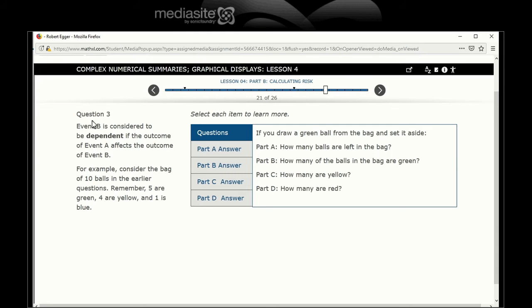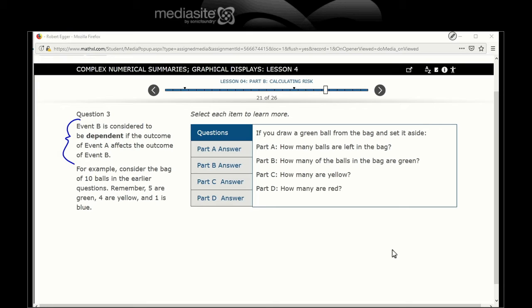Okay, question 3. Event B is considered to be dependent if the outcome of event A affects the outcome of event B. For example, consider the bag of 10 balls in the earlier question. Remember, 5 are green, 4 yellow, and 1 is red. Now, what it's saying here is we have 2 events going on. Does having done event A affect event B, or does event A not affect event B? And depending on whether it's independent or dependent. Okay, so we'll get there.